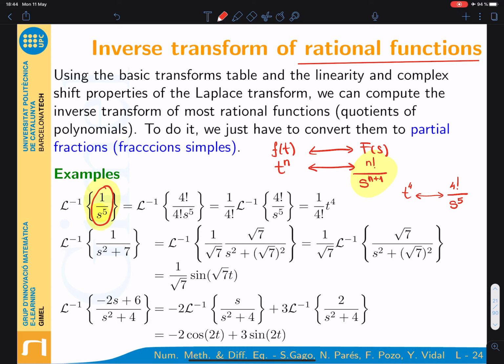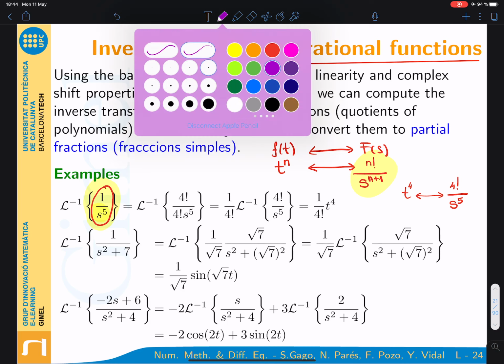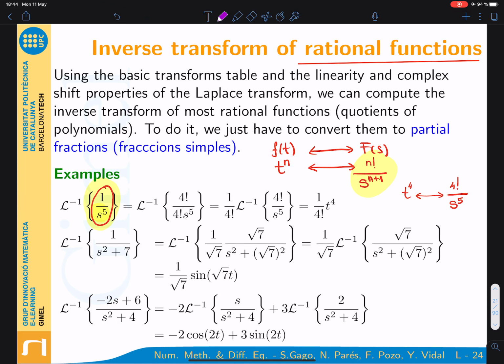But now some of you are very worried because, wait, I don't want to compute the Laplace transform of this function. I want to compute the inverse Laplace transform of 1 over s to the power 5, and you don't have a 1 here, you have 4 factorial. Okay, let's arrange that. That's very simple because the Laplace transform and the inverse Laplace transform are both linear.